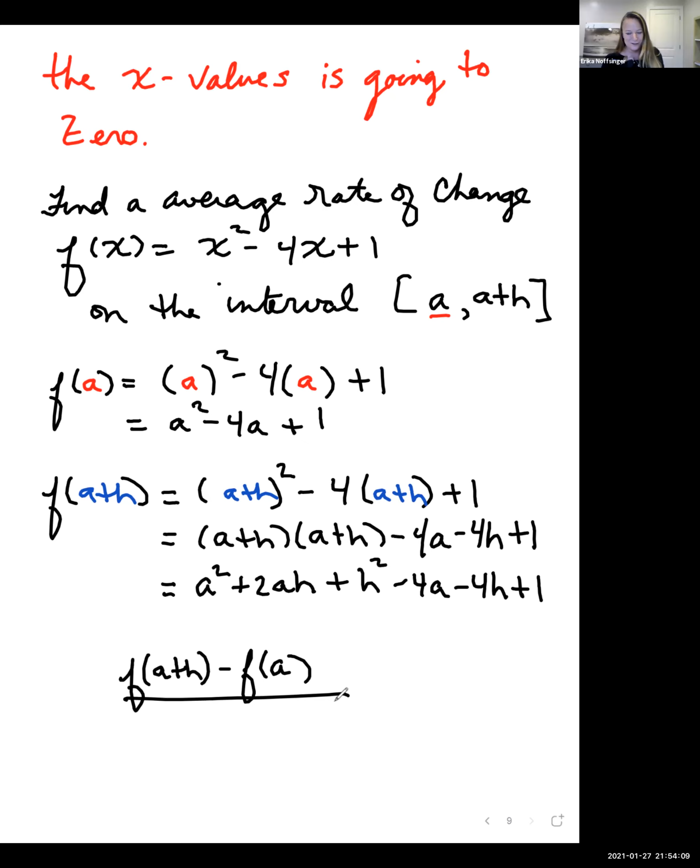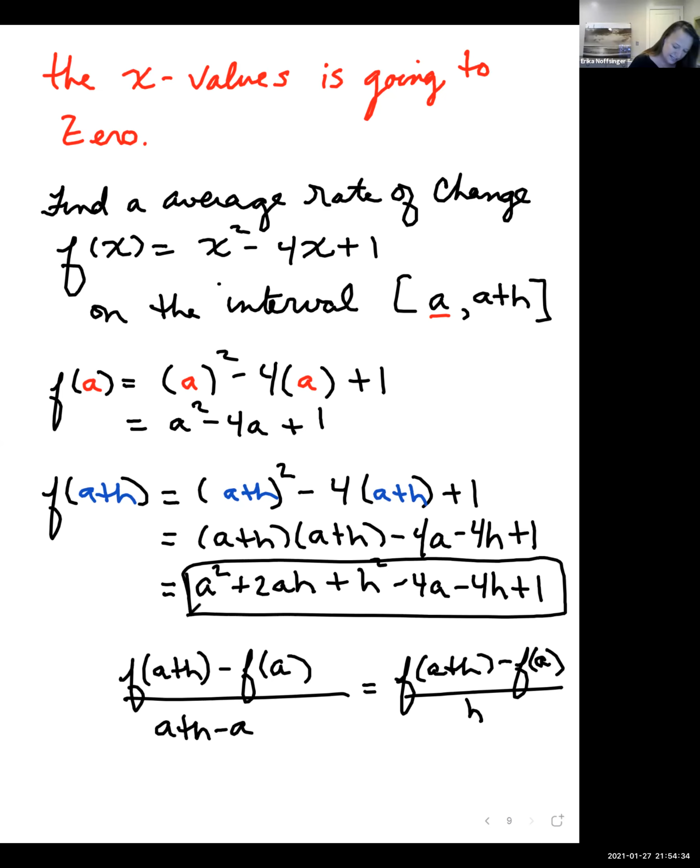Yeah, or sum of. You're right, Trevor. So it looks like the difference quotient or just the slope. So this is a plus h minus a. So f of a plus h. Notice that in the denominator, the a's cancel. We're left with h. We've already done the work above. So the f of a plus h.